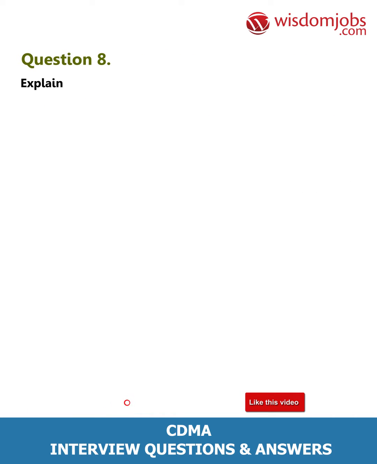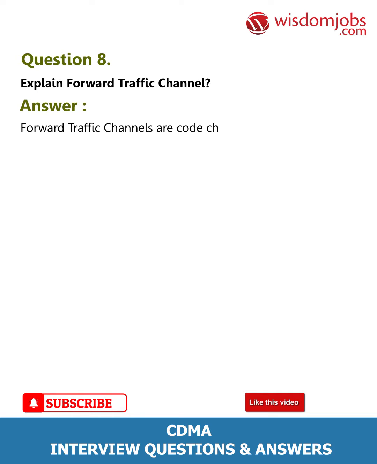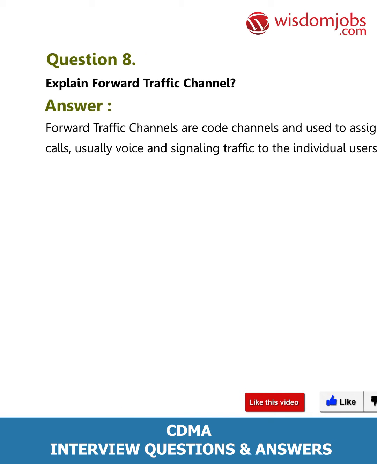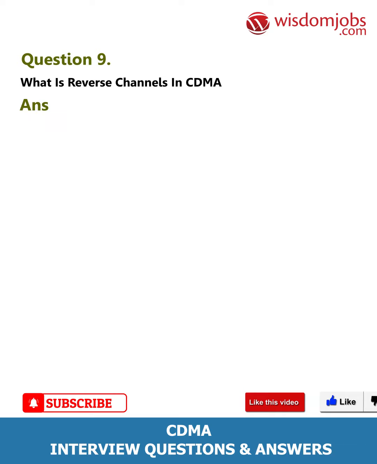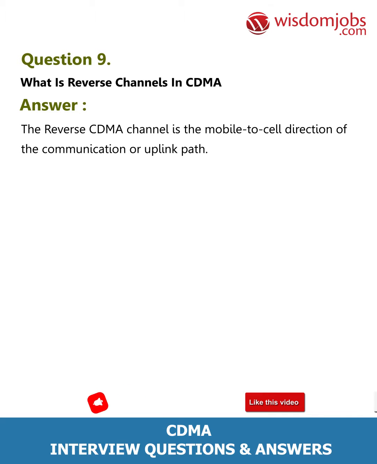Question 8. Explain forward traffic channel. Answer. Forward traffic channels are code channels used to assign calls, usually voice and signaling traffic, to the individual users. Question 9. What is reverse channels in CDMA? Answer. The reverse CDMA channel is the mobile to cell direction of the communication, the uplink path.